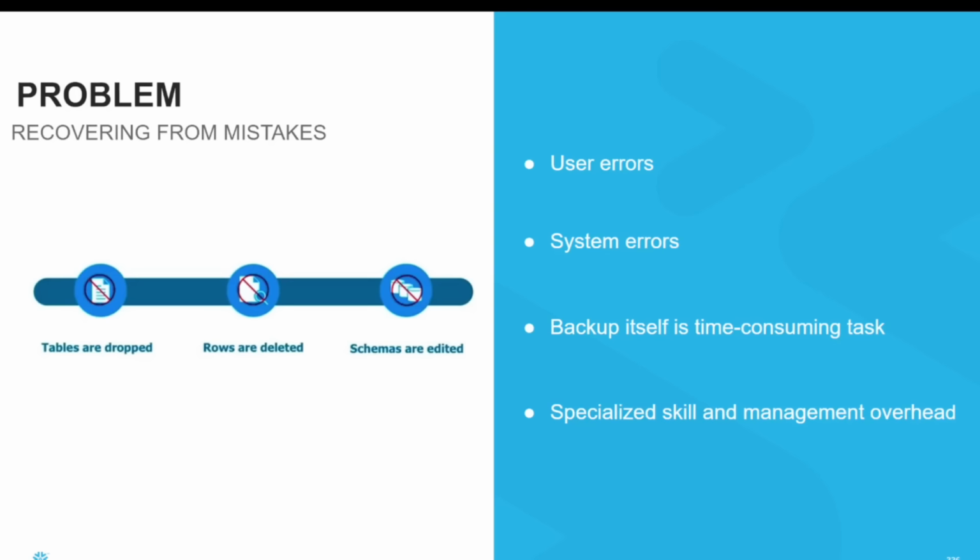So as we are working with the data, there will always be a problem where somebody did something by mistake, which is not supposed to happen. Somebody has dropped a table, or some rows are deleted, or a schema has been edited in your database, right? It could be a combination of user error, where somebody working with the data mistakenly deletes the rows or the tables from your database, or it could be a system error where your entire infrastructure is down, or by mistake all the components in your infrastructure have been wiped out.